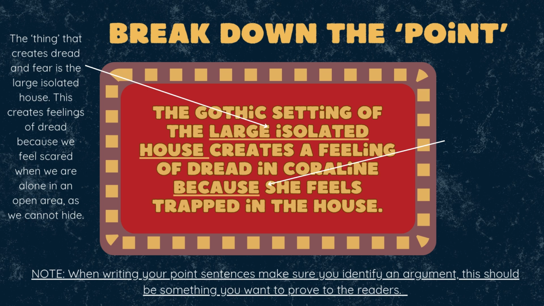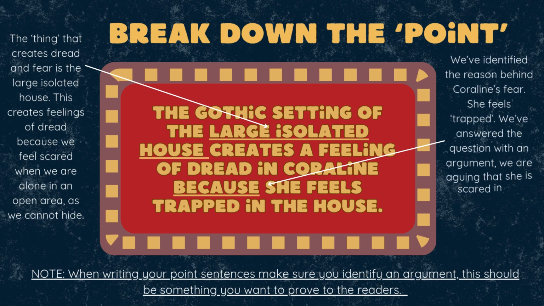So I've identified the Gothic setting I want to explore. And I've chosen the isolated house as it creates feelings of dread because we feel scared when we're alone in open areas as we're unable to hide. And if we have a look at the second part of the sentence, I've added a conjunction to explain why the house creates dread. We are identifying that she feels scared in the house because she feels trapped.